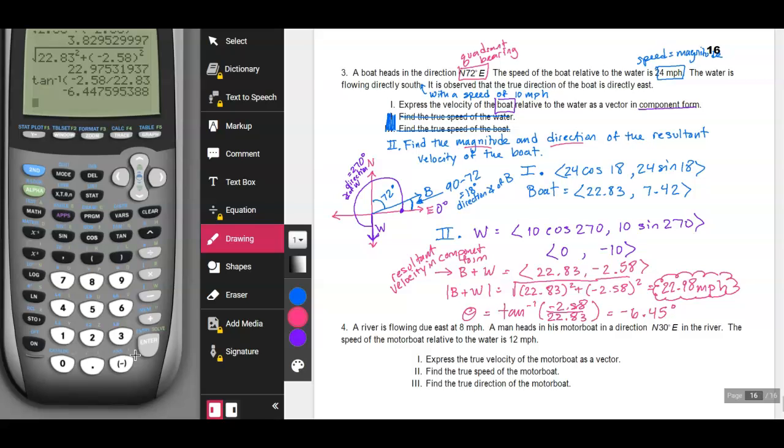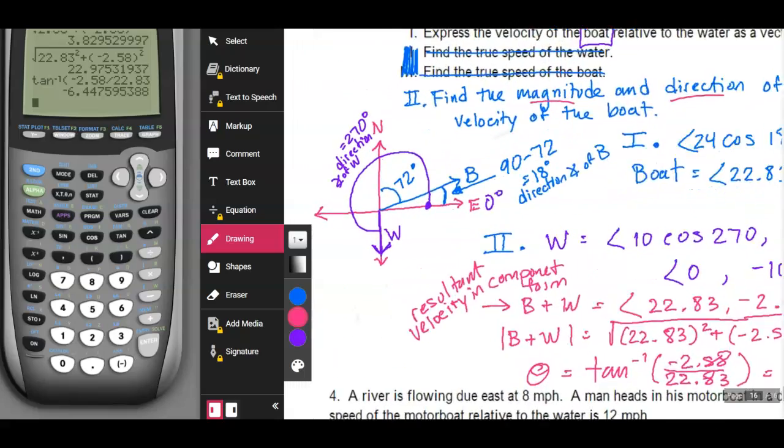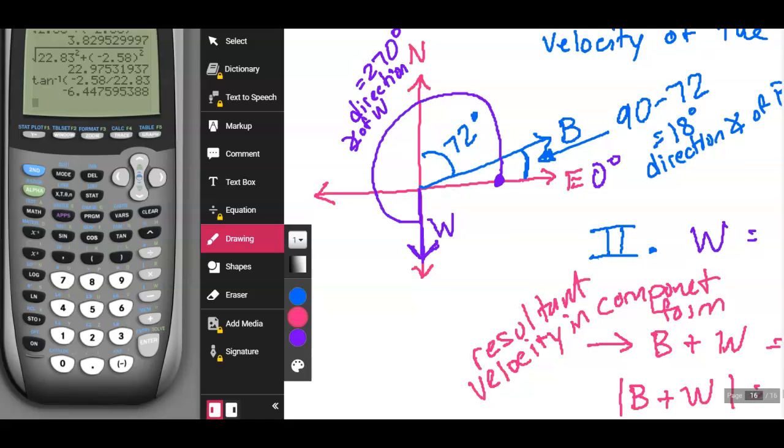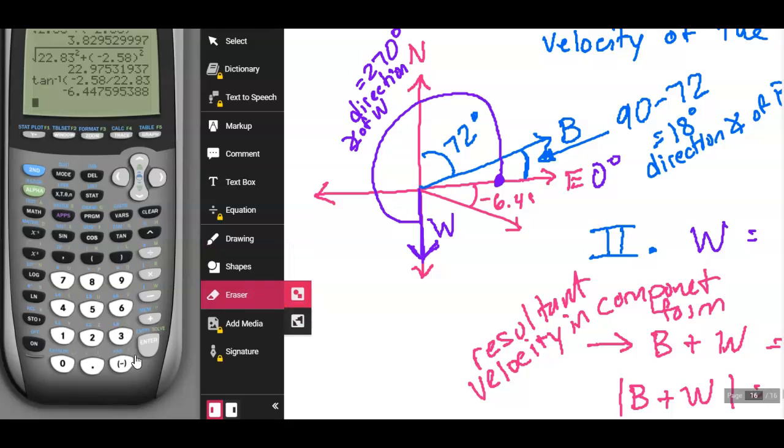No. Remember, when you're finding direction angles using your calculator, you need to ask yourself what quadrant your vector is in. And remember, I told you that you can think of your resultant vector as a average vector. So it's going to be somewhere here, which is in our fourth quadrant. What our calculator actually gave us was this, negative 6.48.